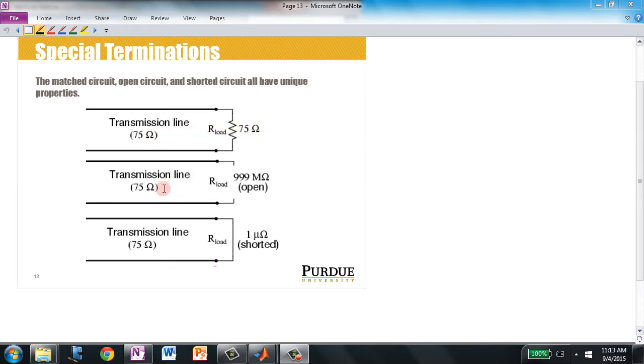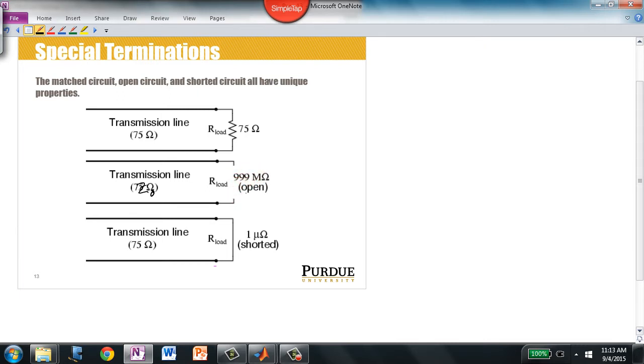The second condition is the open circuit, which is there is no connection between the terminals of the transmission line. So we've got whatever Z0 is. It doesn't have to be 75 ohms. It's just Z0. And then it's just open circuited. In this case, I'm indicating that an open circuit can, in simulation software and things like that, be simulated as 999 mega ohms. It's just a really large resistance, right? It's very difficult for current to flow from here to here because it's an open circuit, i.e.